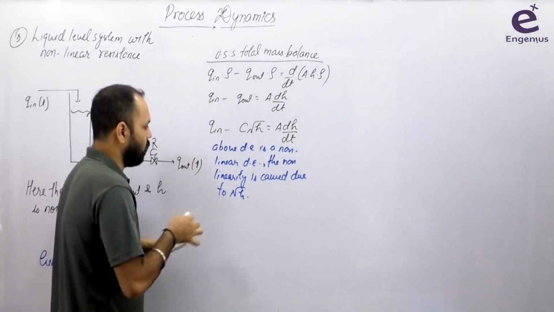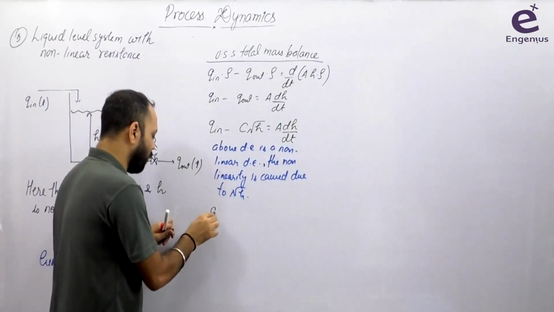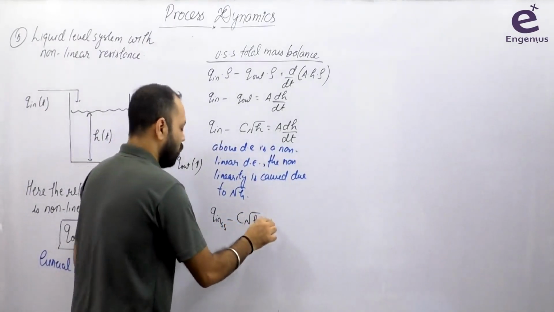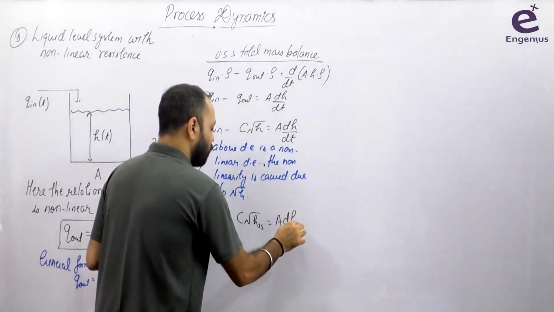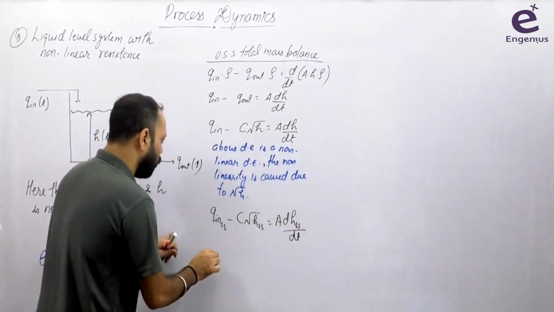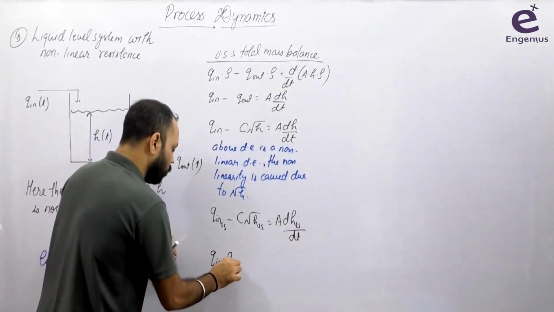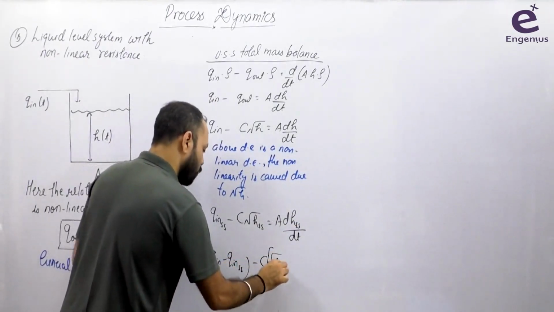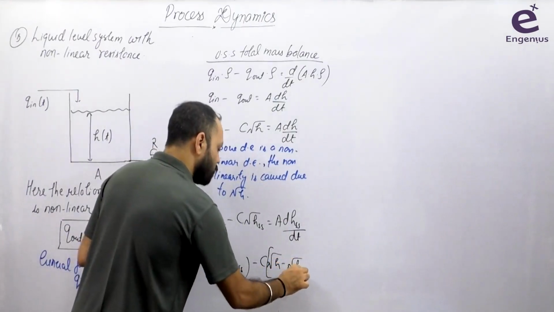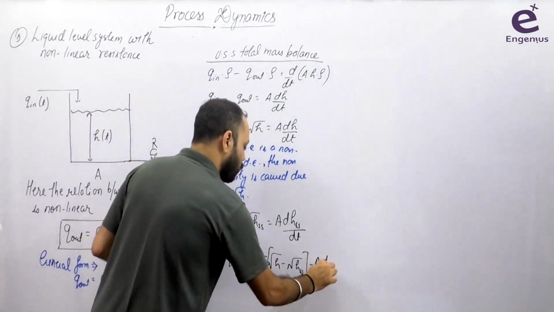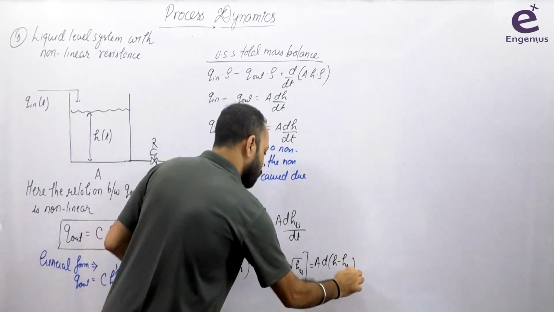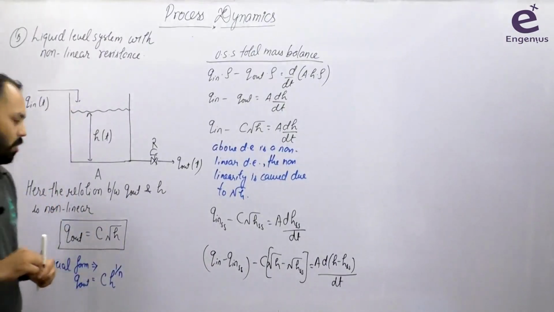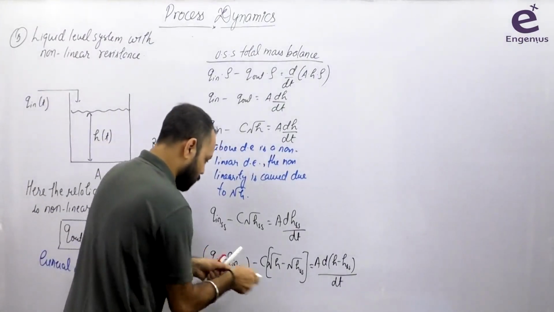This is non-linear, so now I will write the equation in the form of Q in SS minus C root h SS is equal to A dh SS by dt. Now we will subtract it, so the equation will be Q in minus Q in SS minus C into root h minus root h SS is equal to A d h minus h SS by dt. चलेगा, कोई दिक्कत तो नहीं है. Right now, I will not be writing the deviation variable. I will first replace this.